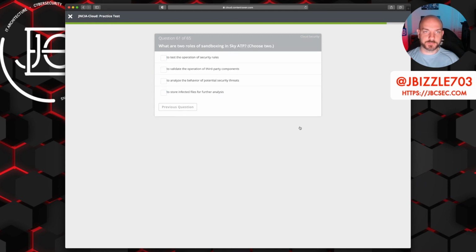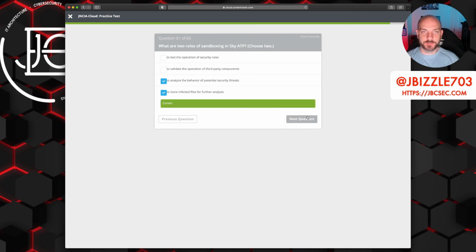Okay. What are two roles of sandboxing in SkyATP? Oh, SkyATP. We covered that when we were looking at the JNCIA-SEC. So, two roles of sandboxing: to validate the operation of third-party components, to test the operation of security rules, to analyze the behavior of potential security threats. Yep. To store infected files for further analysis. Yep, I like both those.